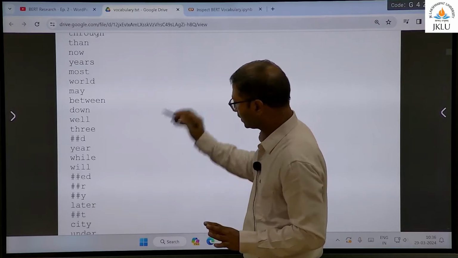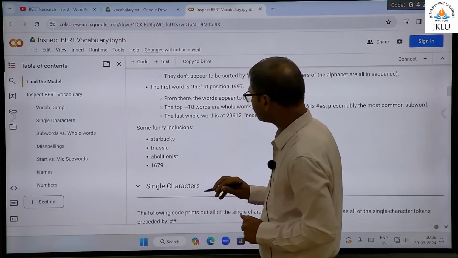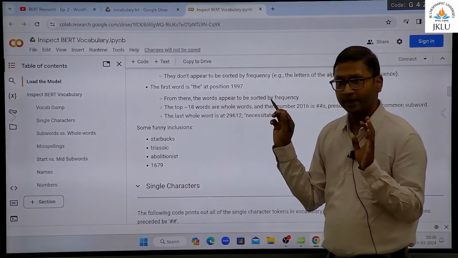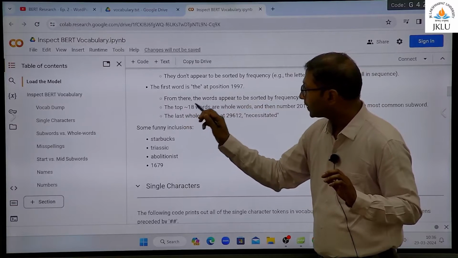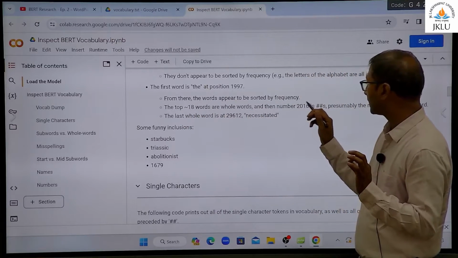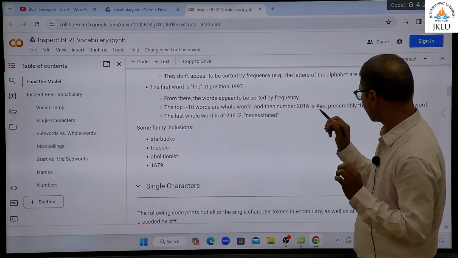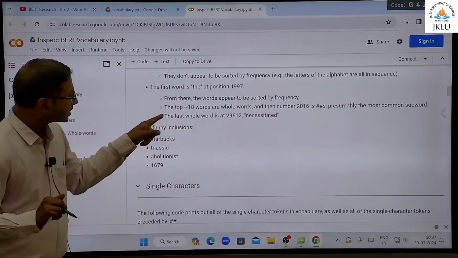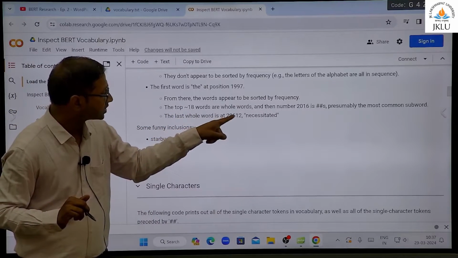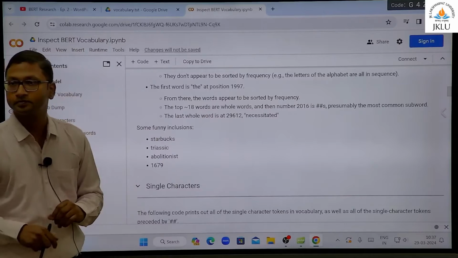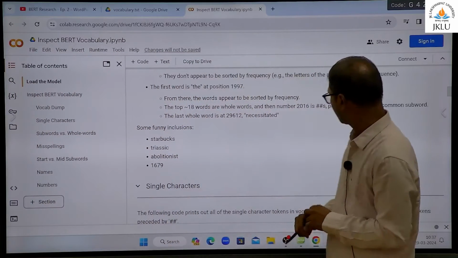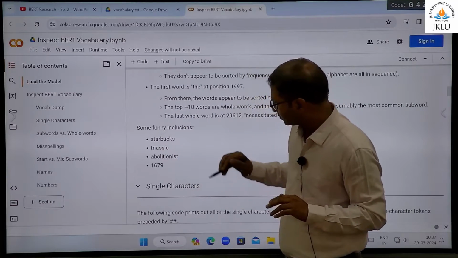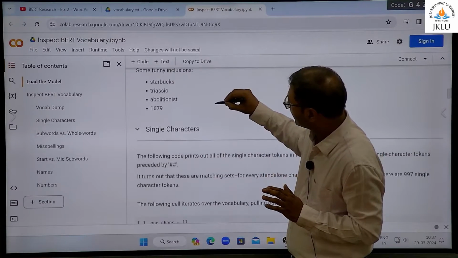Okay, so from there words appear to be sorted by frequency. Top 18 words are the whole words, and then number 2016 is hash hash s, presumably the most common subword. The last whole word is 29612, necessitated. And he finds these inclusions funny, so fine.